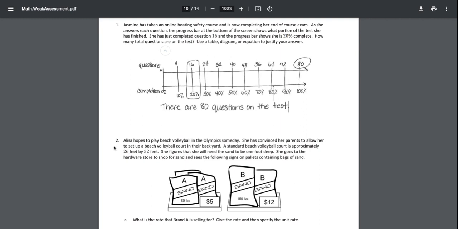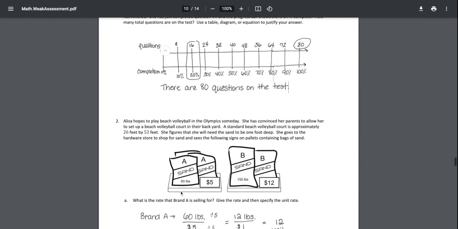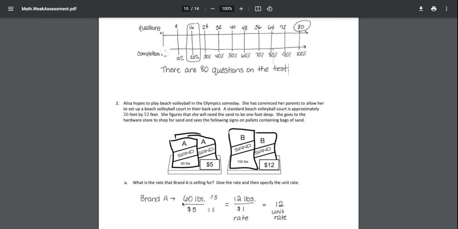She goes to the hardware store to shop for sand and sees the following signs on pallets containing bags of sand. 60 pounds for $5 or 150 for $12. Now, what is the rate brand A is selling for? Then give the rate and specify the unit rate. Well, we're going to do 3 things. Brand A, this is the ratio, 60 divided by 5. We need to simplify it to get the rate. 12 pounds per $1 is the rate. 12 is the unit rate.